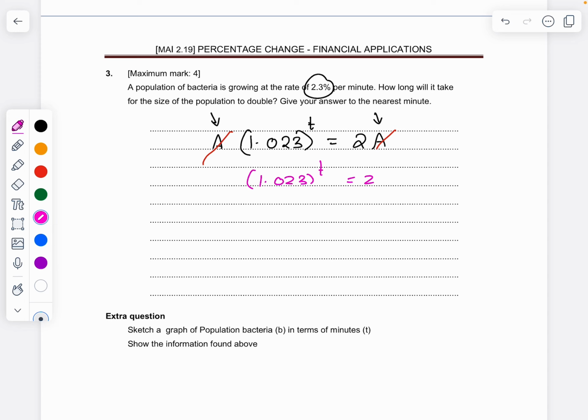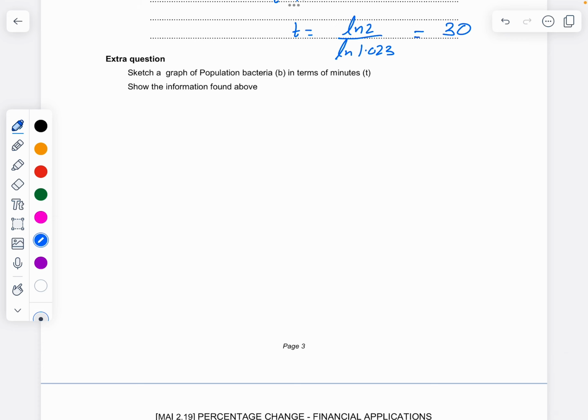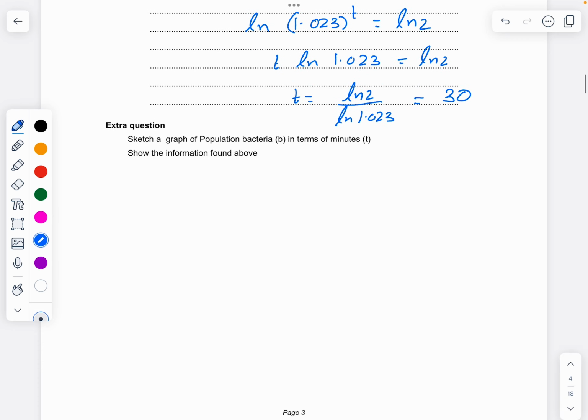If you want to do it by GDC, you can directly get the point of intersection, which is 30. Or if you want to do it by ln, ln 1.023 to the power of T equals ln 2. So T ln 1.023 equals ln 2, so T equals ln 2 divided by ln 1.023, which is going to be 30. Now you can use the GDC to get the graph for the same thing.